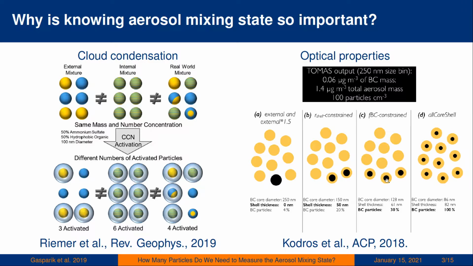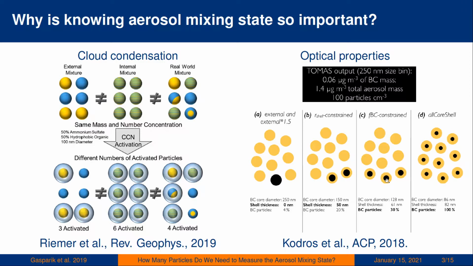On the left here, we have the same amount of bulk ammonium sulfate and hydrophobic organics, but we've distributed them differently amongst the six particles here. In this case, we have an external mixture where we have three particles of each that are one pure component. We have the internal mixture in the center there. These particles all look exactly the same. And then on the far right, we have what we consider the real world mixture. The implications of this distribution may result in different numbers of particles being activated as CCN. This is from Riemer et al.